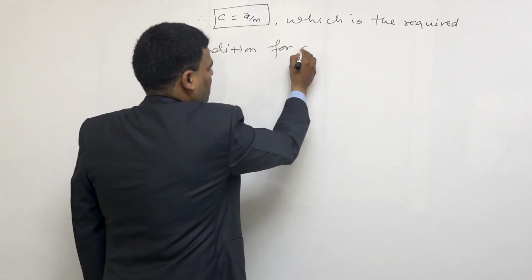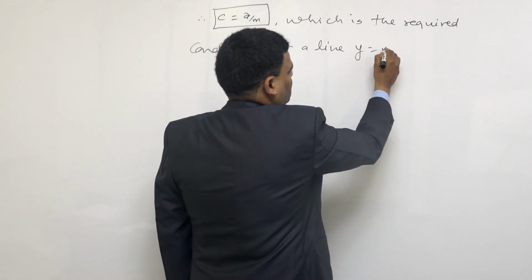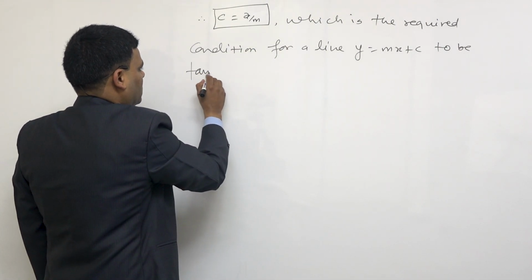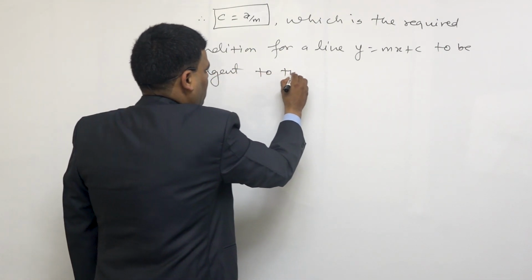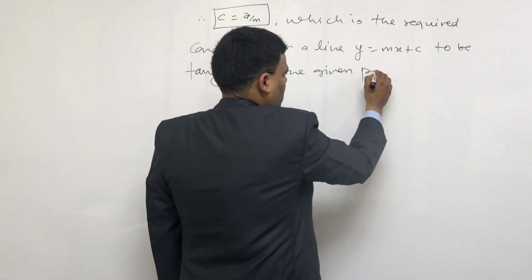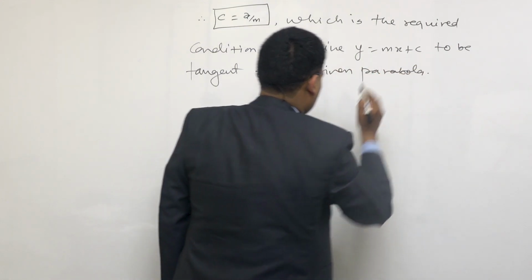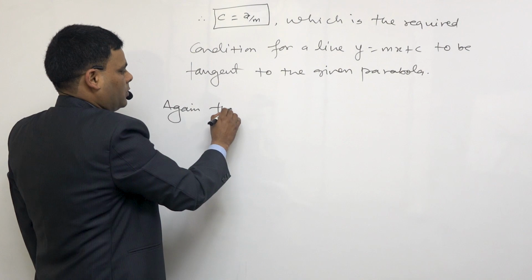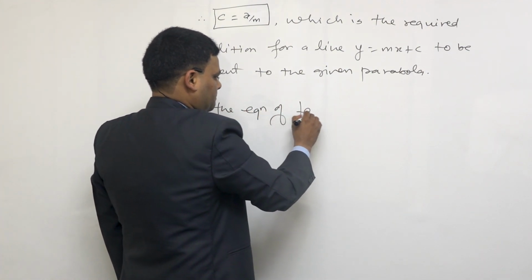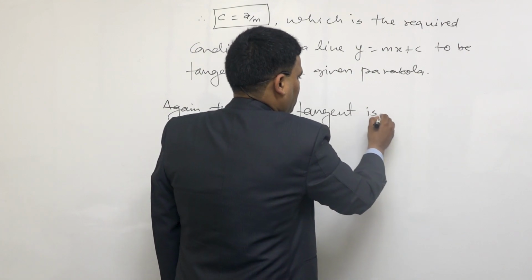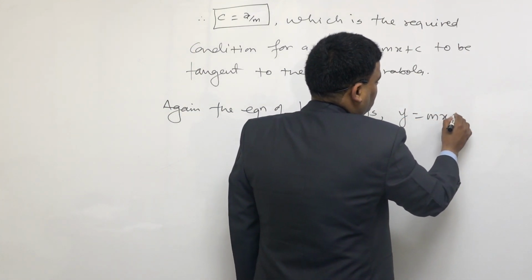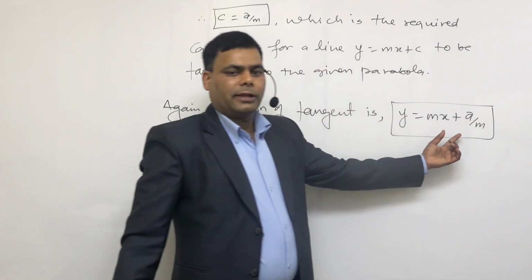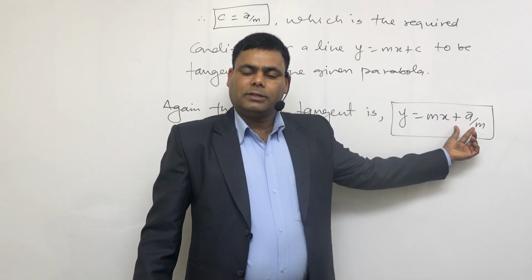for a line y equals mx plus c to be tangent to the given parabola. Again, the equation of tangent is y equals mx plus a by m. c को ठाउँमा a by m राख्यौं भने we get the required equation of tangent to this parabola.